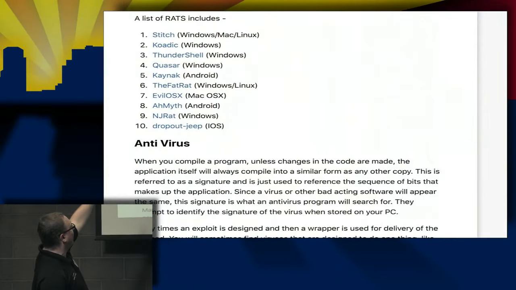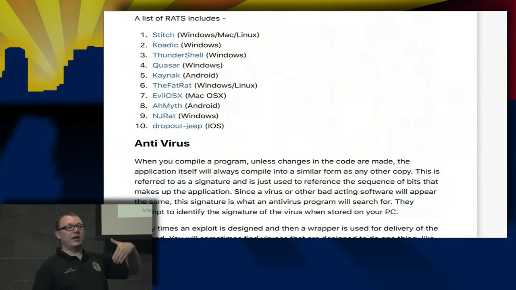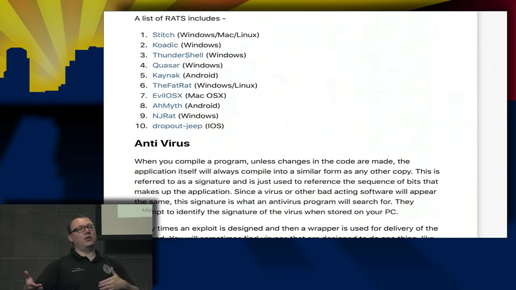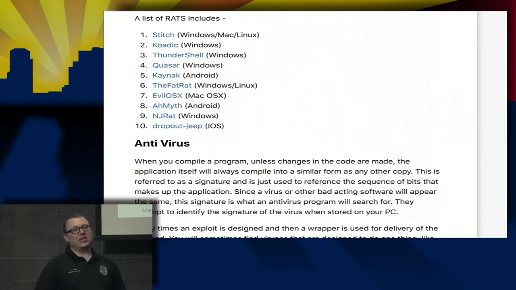And again, that's where we kind of get into semantics. I want to make a comment on that as people are thinking, because like I showed you, Netcat, GNU Netcat, it's a reverse shell. But then I can go all the way up here, and we could pick Quasar or KNAC or FatRat or any of these tools, and they're all going to offer you a reverse shell. So it's just a behavior. That's all it is. What it boils down to is it's an available behavior.